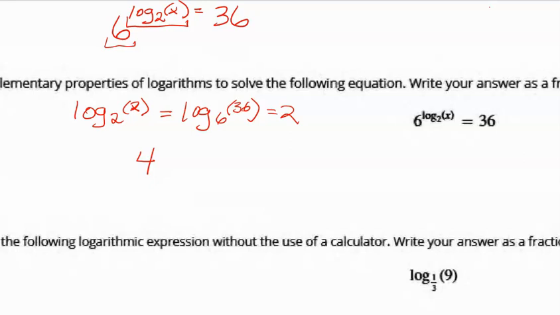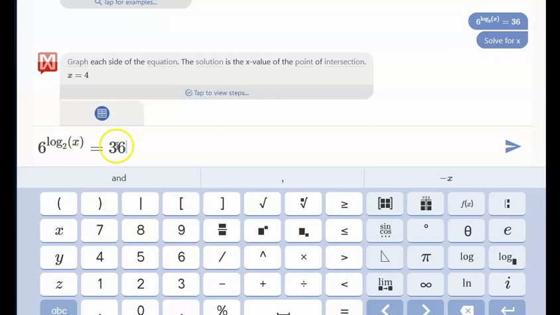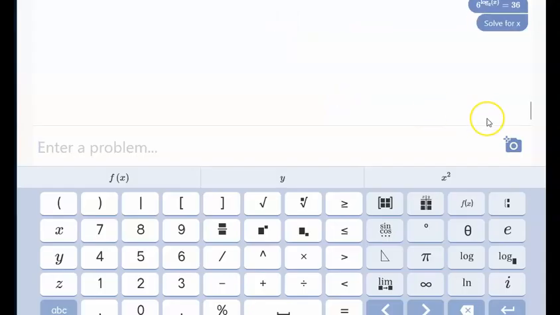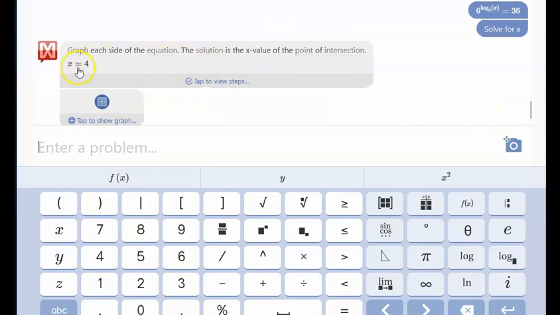We get this example, and I've just copied it big. We're going to go to Mathway to check it out and see what they give us. So I've put it in, and now we want to solve for x here. I'll click on this, solve for x, and it says that x equals 4. All right, keeping that in mind, it says tap to view the steps.